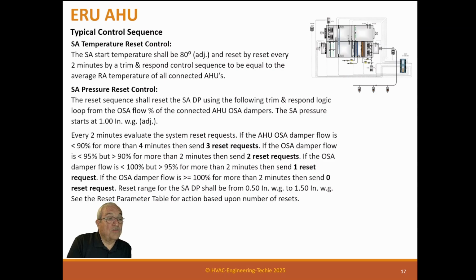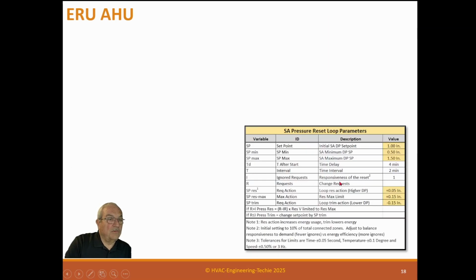Reset range for the supply air differential pressure shall be from 0.5 inches water gauge to 1.5 inches water gauge. See the reset parameter table for actions based upon number of resets. All right, so this is the actual sequence in English, and here's the reset table that will actually show you what's going on. So here's the initial set point is 1 inch, and we've just selected that. The minimum set point for the system is 0.5, and the maximum is 1.5.